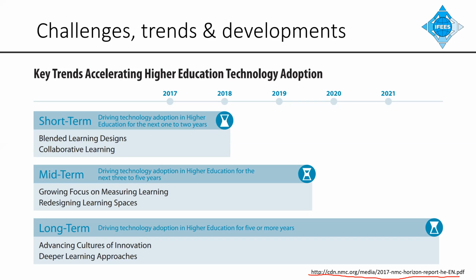So I will go through this, and the other key trends for the midterm, I mean for the next 3 to 5 years, are growing focus on measuring learning and redesigning learning spaces. And I will go a little bit deeper into these aspects. Growing focus on measuring learning is related with the new kind of competencies that our students need to develop, and we will need to find proper ways to measure those kinds of learnings, because usually we used to measure only knowledge, but when we try to measure competencies, this will present different kinds of challenges.